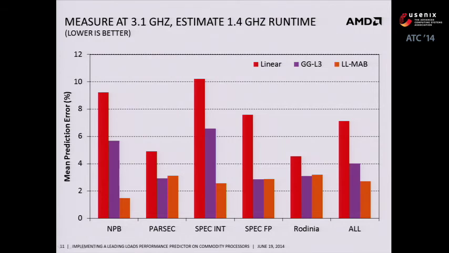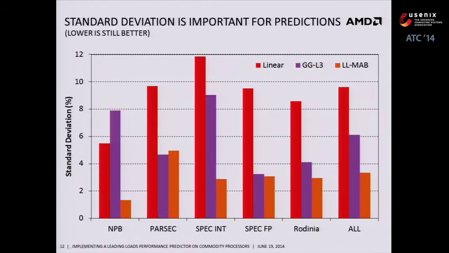So the simulated estimates were that this model would be about 0.2% error, and we're at about 2.5% error. And that's due to the fact that the MABs don't just hold demand misses, they also hold prefetch misses. The simulations all ran with constant memory latency, and real memory latency is different. So it's a mix of not having a perfect leading load counter and the leading load simulations being a bit optimistic. And finally, I wanted to move over to standard deviation.